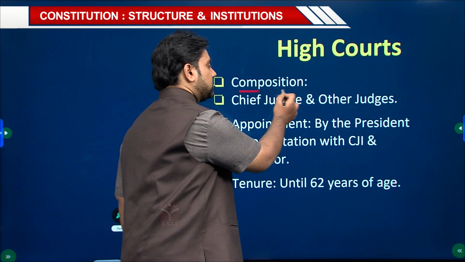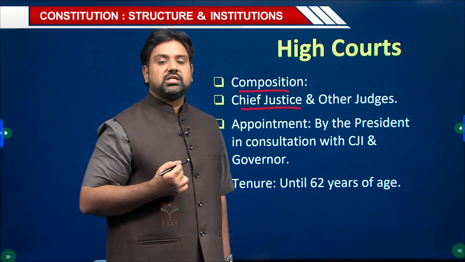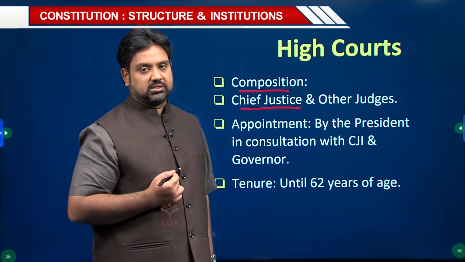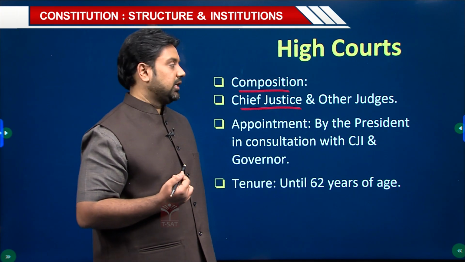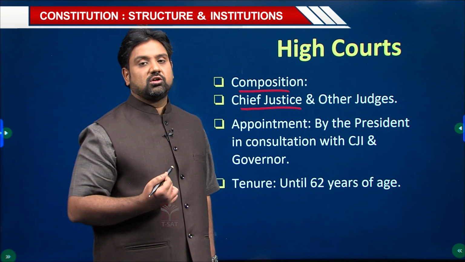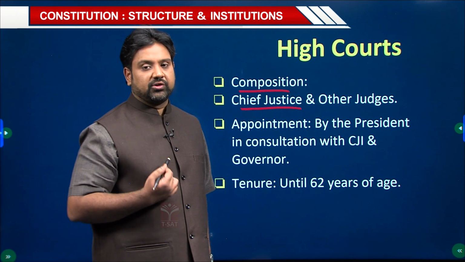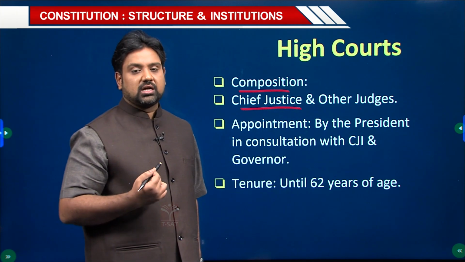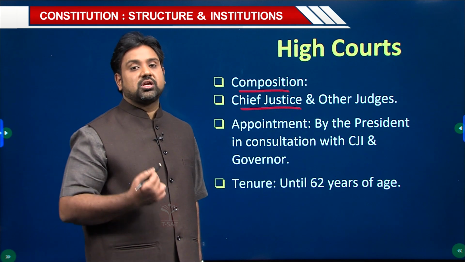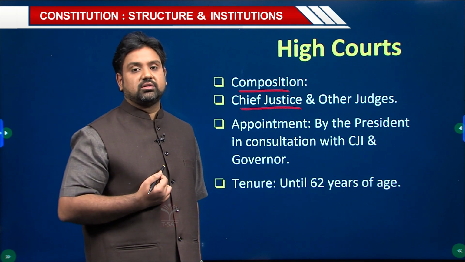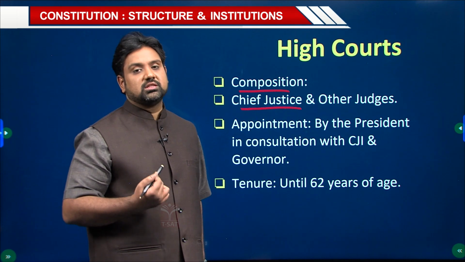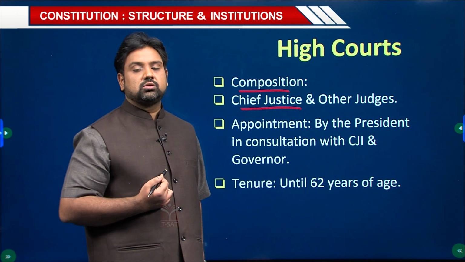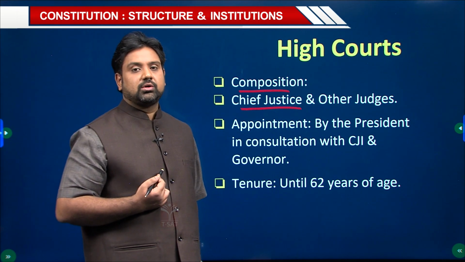Then coming to the composition of the High Court, it consists of the Chief Justice and other judges. Now, how many other judges? It is not fixed. Depending upon the workload of each and every High Court, the composition of the bench or the number of judges is defined. For instance, you have the Allahabad High Court, which is the largest High Court in terms of the strength of the judges. The total sanctioned strength is 160, whereas you have certain High Courts where the total strength is 3 also. So, here it always consists of the Chief Justice and also the other number of judges as fixed by Parliament from time to time.